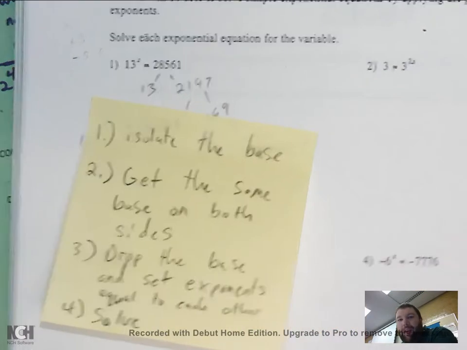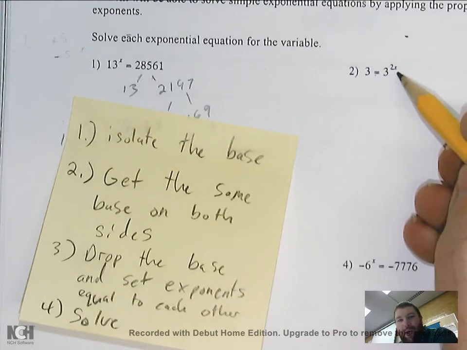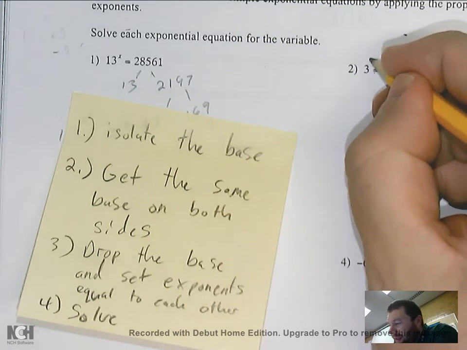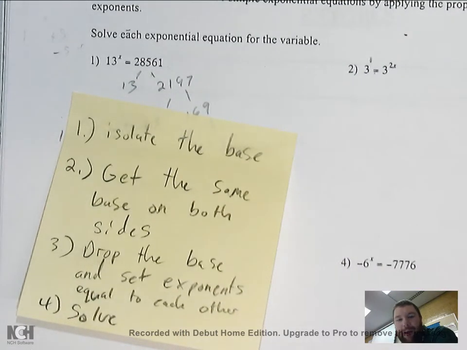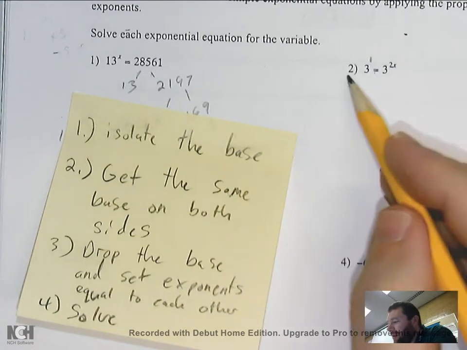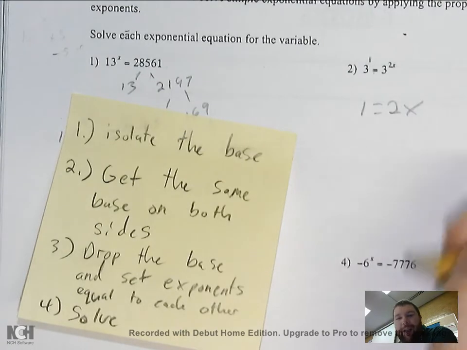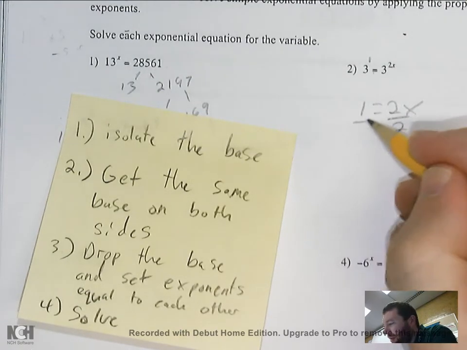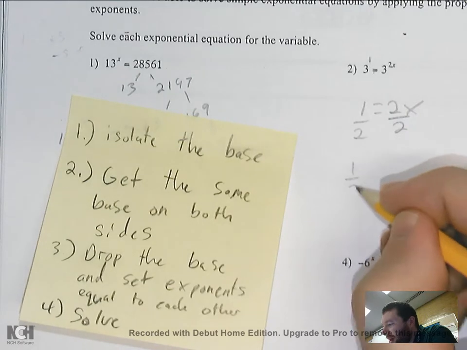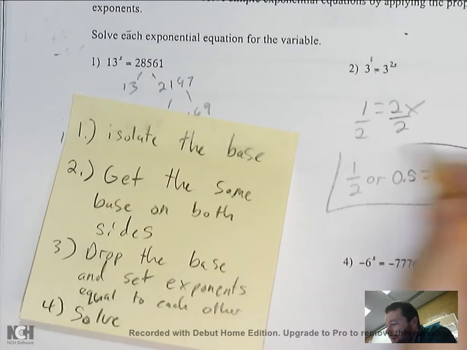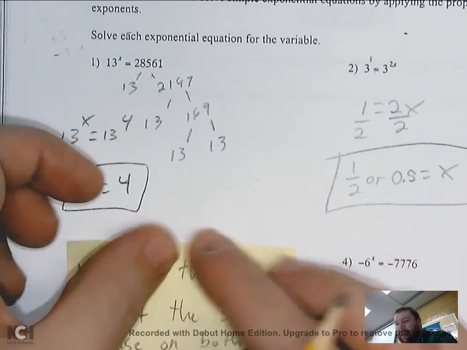Okay? Same idea on this one. I have 3 to the 2x is equal to 3. So the base is already isolated. They're already at the same base. This has an exponent of 1, because if there's no exponent there, it's an exponent of 1. So I can drop the bases, set the exponents equal to each other. That gives me 1 equals 2x. And then to solve for x, I would actually divide by 2, right? Divide by 2. That gives me 1/2, or 0.5 is equal to x. And I'm done. Not too tough, right? Again, if I'm moving too quickly or anything like that, you can always rewind and watch me solve it again. Okay? Beauty of technology.